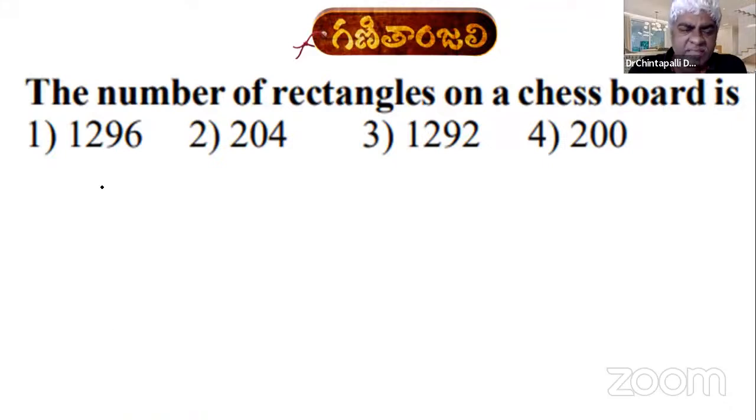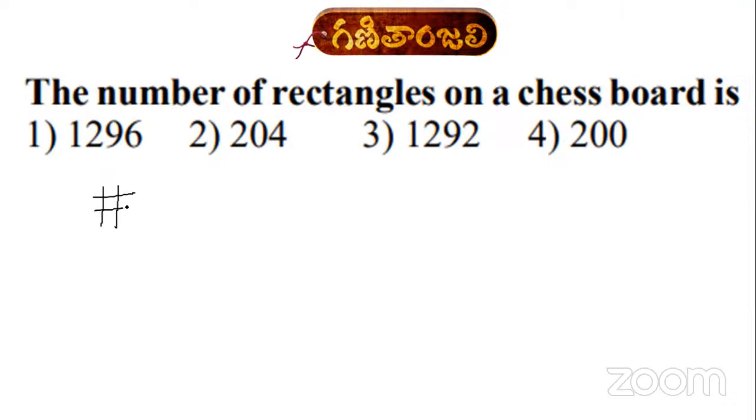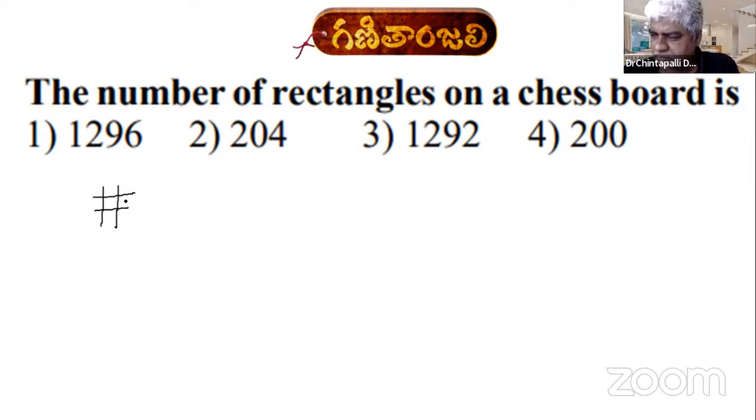How many lines are needed to draw a rectangle? 4, sir. Vertically 2 and horizontally 2, right? Yes, sir. How many lines are there on a chessboard? How many vertical lines and how many horizontal lines are there on a chessboard?